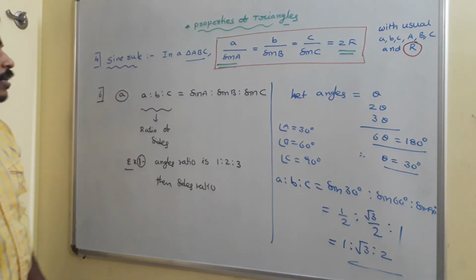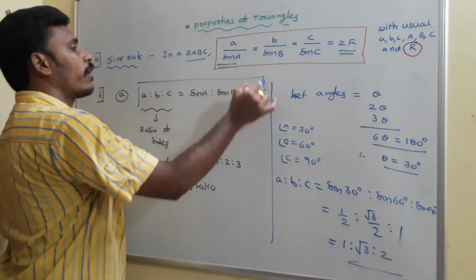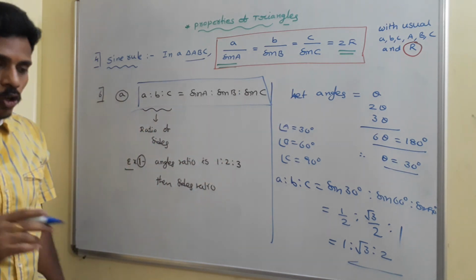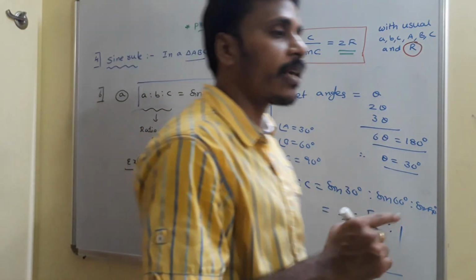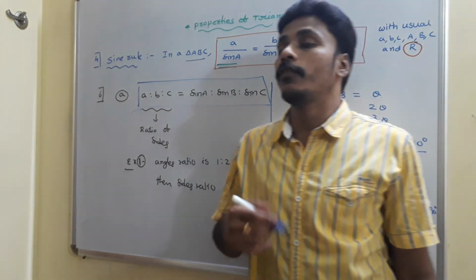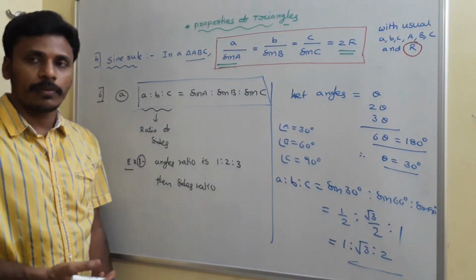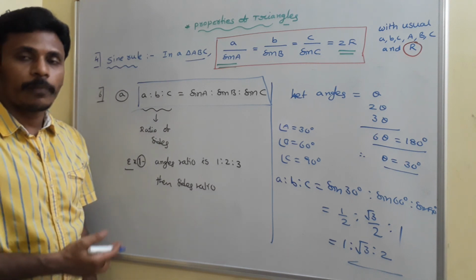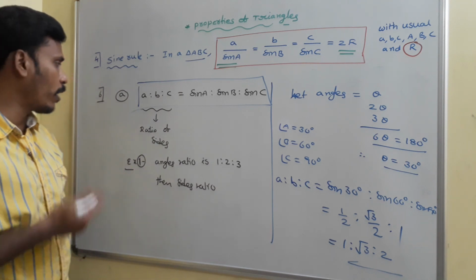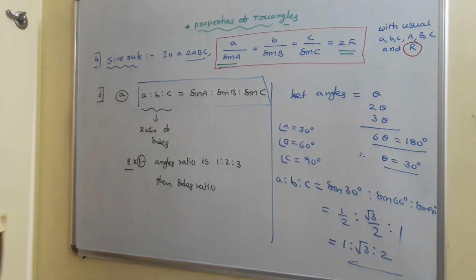So at the end, this particular relation between the sides ratio and the ratio between the sines of the angles will give you the idea to find the sides ratio if the angles ratio is given. This is one such example. Just go through it and I will give you one more example again. Just have a look at this.